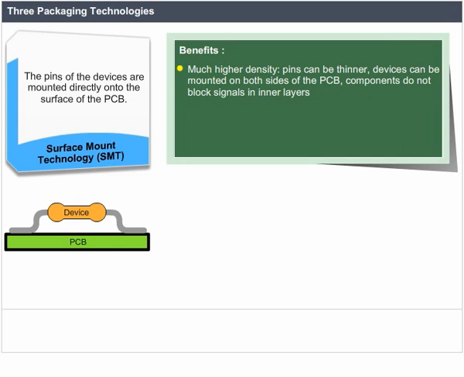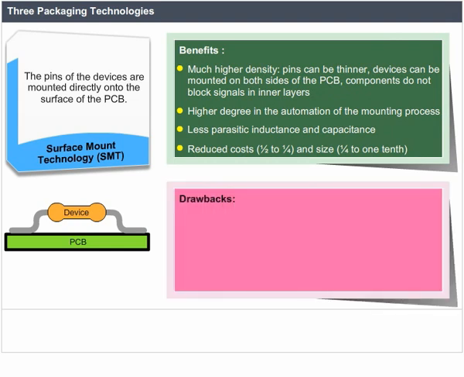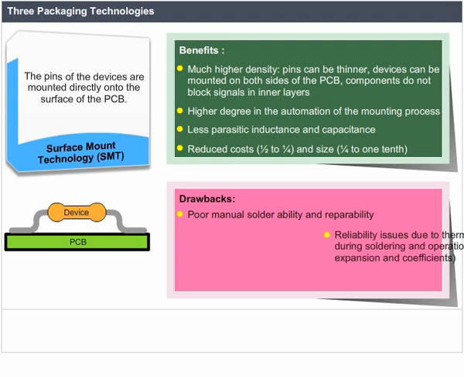Components do not block signals in inner layers. Higher degree of automation of the mounting process. Less parasitic inductance and capacitance. Reduced cost, 1/2 to 1/4, and size, 1/4 to 1/10. Drawbacks. Poor manual solderability and repairability.